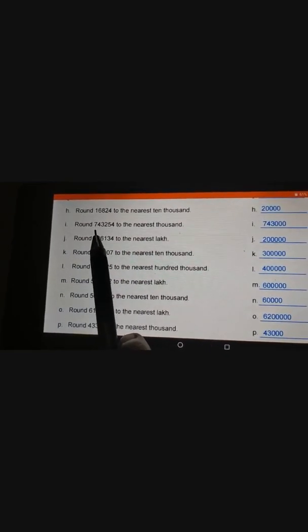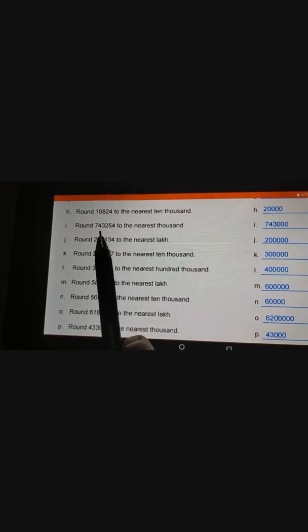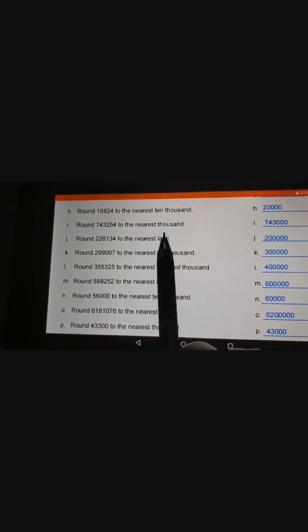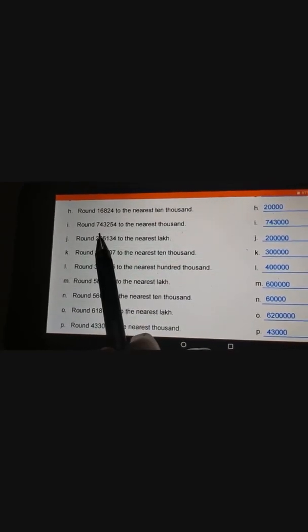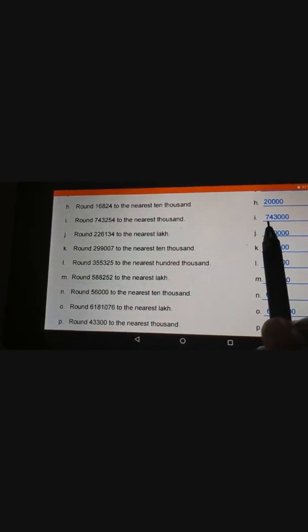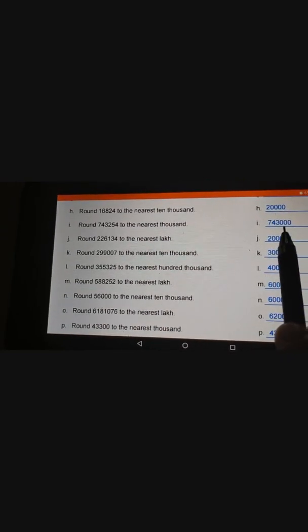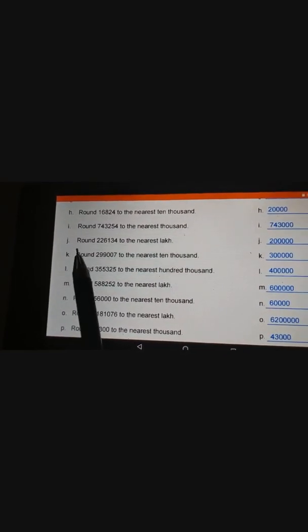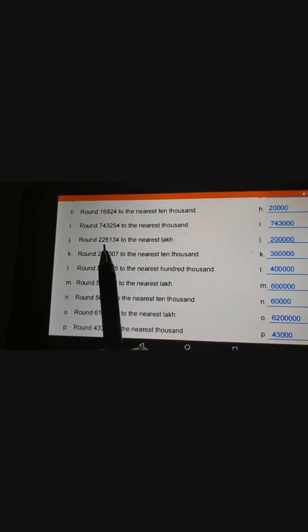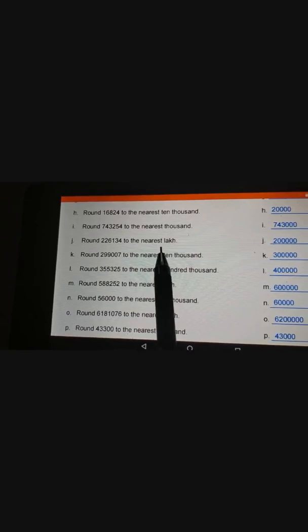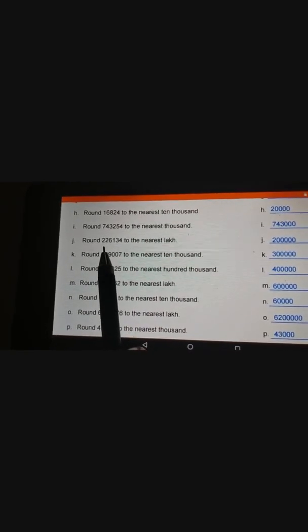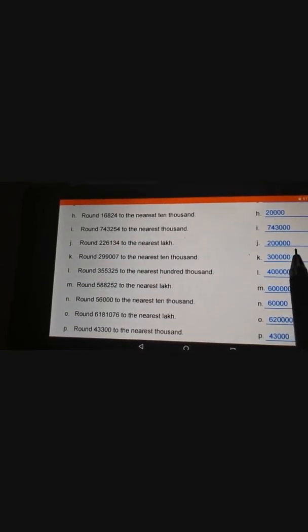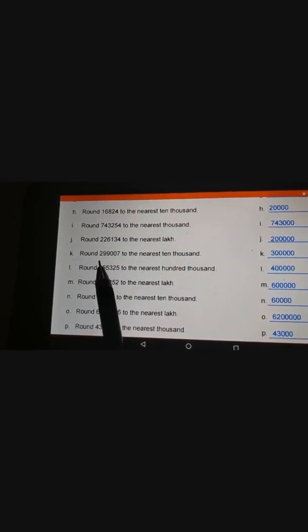Round off 7,43,244 to the nearest 1,000. So we have to write here 7,43,000. Now round off 2,26,134 to the nearest lakhs. So 10,000 place is less than 5. So here we have to write 2 lakhs.